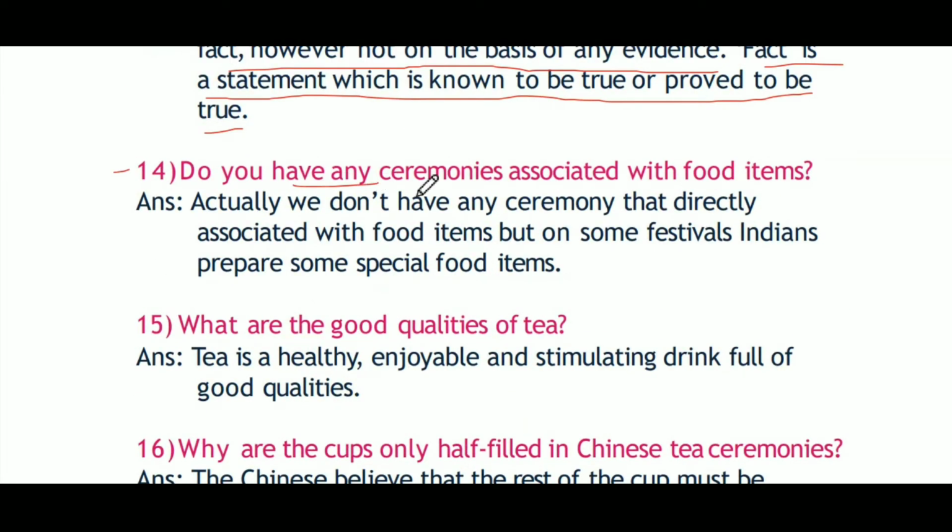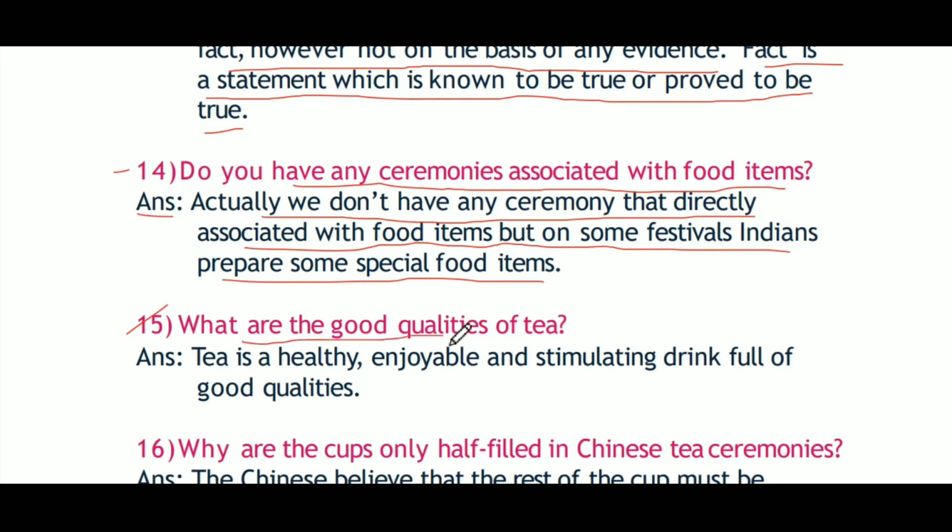Do you have any ceremonies associated with food items? Answer: Actually, we don't have any ceremony that is directly associated with food items, but on some festivals Indians prepare some special food items. Question number 15. What are the good qualities of tea? Answer: Tea is a healthy, enjoyable and stimulating drink full of good qualities.